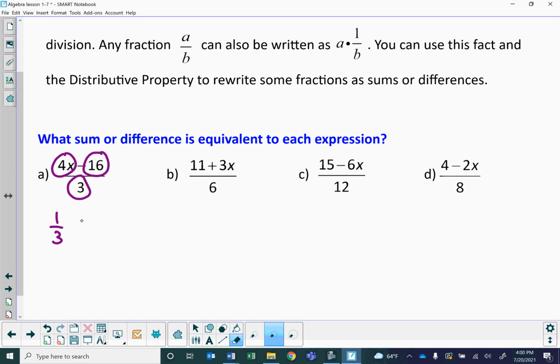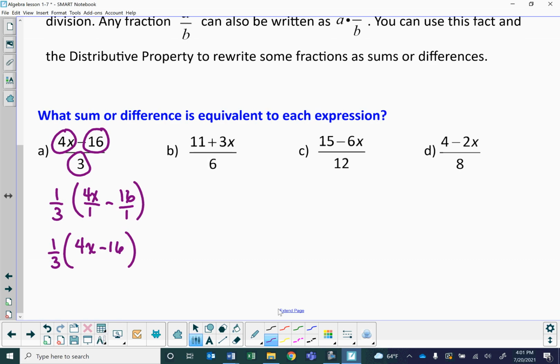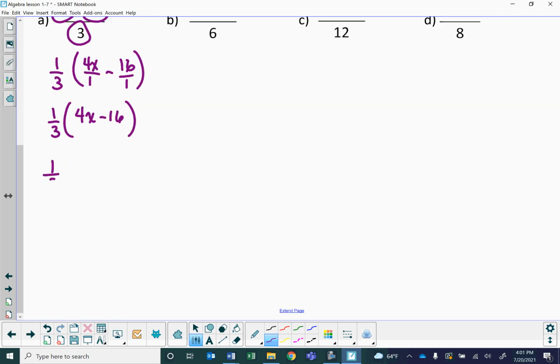So I can take 1/3 and multiply it by 4x over 1 minus 16 over 1, or you could write it as 1/3 times 4x minus 16, whichever way you prefer. I actually like them over 1 because it's easier for me to show the multiplication properly. So if I have 1/3 times 4x over 1 minus 1/3 times 16 over 1. There, we distributed this. We went from this step here to this step here.